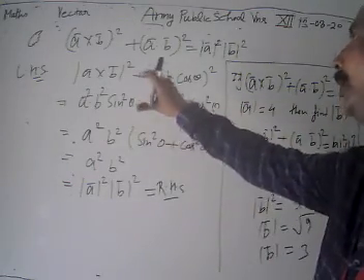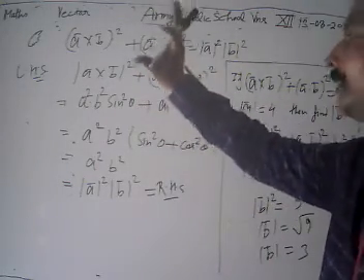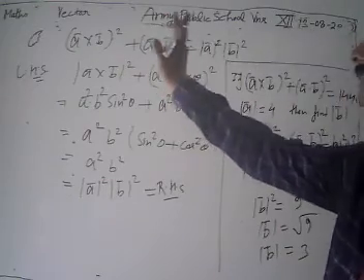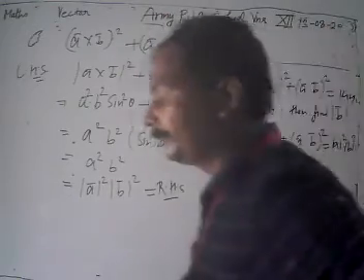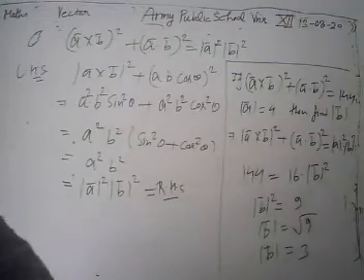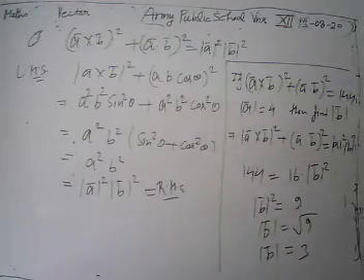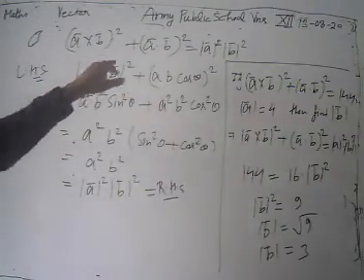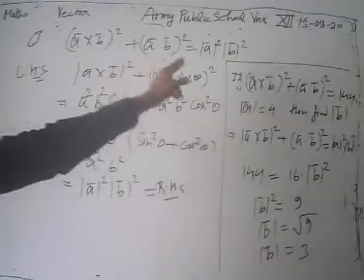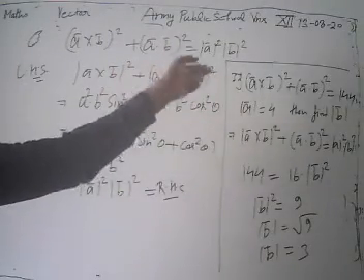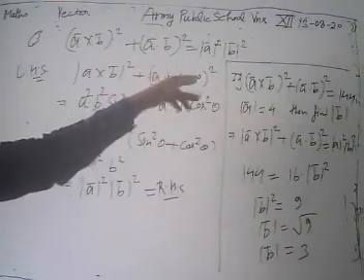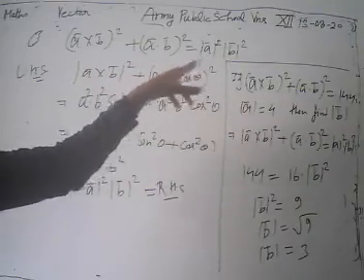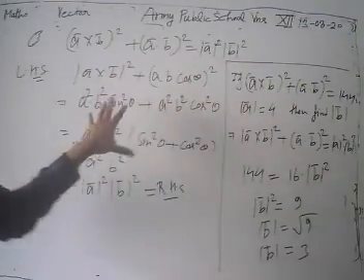First of all, we have proved the relationship between the cross product and dot product: the sum of the square of the cross product and the square of the dot product is given by the modulus of A square into the modulus of B square, or magnitude of A square times magnitude of B square. Then we have proved that, and we have done a problem on it.